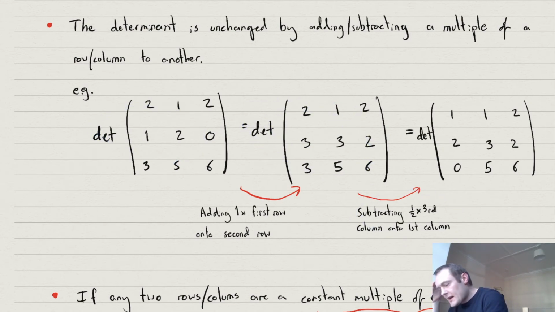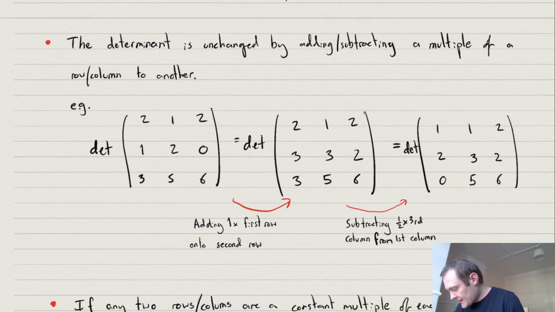I've also subtracted a half of the third column from the first column. So that's going to be subtracting half of 2 from 2, that'll give you 1, subtracting a half of 2 from 3, giving you 2, and subtracting a half of 6 from 3, giving you 0. There. This should be the same determinant.